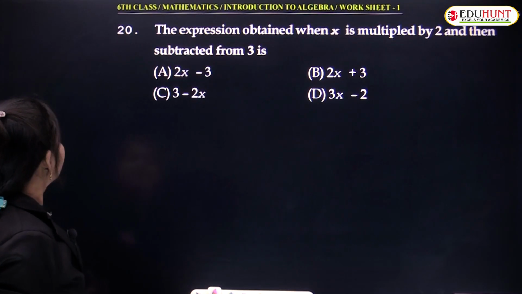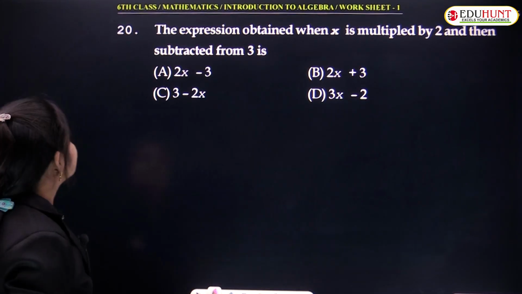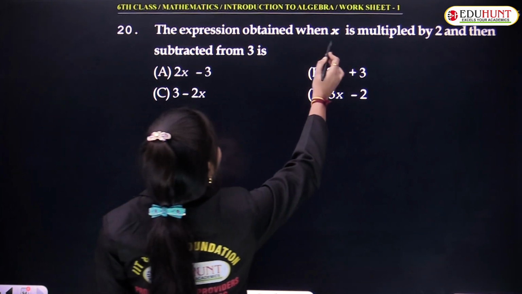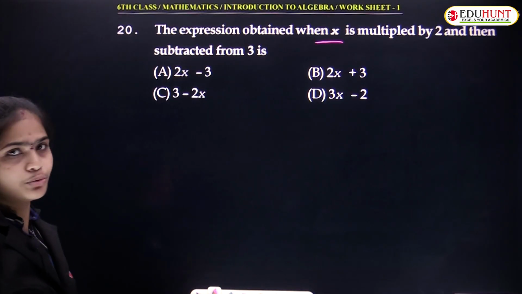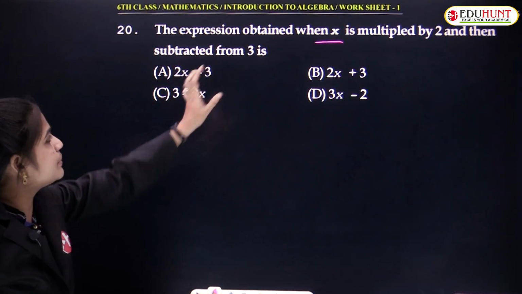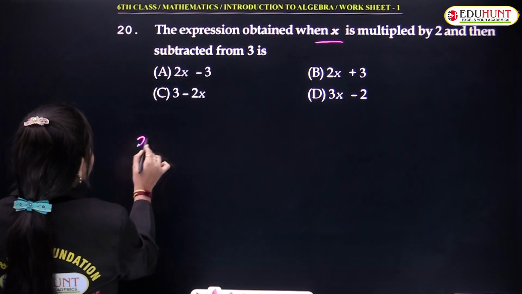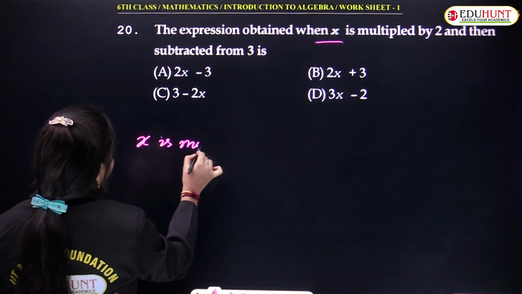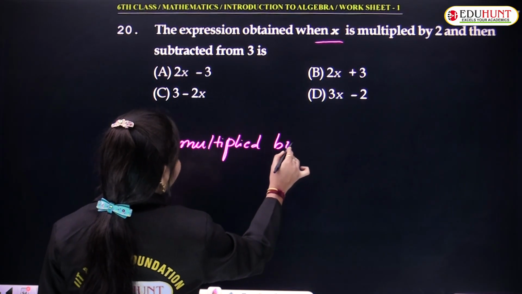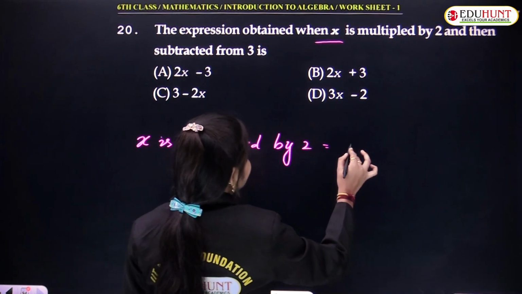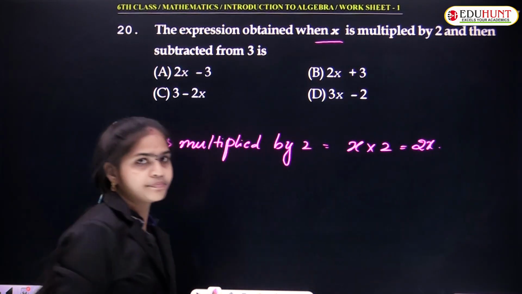Okay, yes. And 20th question. This is the last question from that worksheet 1. Okay, see here. The expression obtained when x is multiplied by 2 and then subtracted from 3. Okay, see here. Expression obtained when x is multiplied by 2. X is multiplied by 2. Then how can we write x multiplied by 2? Then we will get this as 2x.